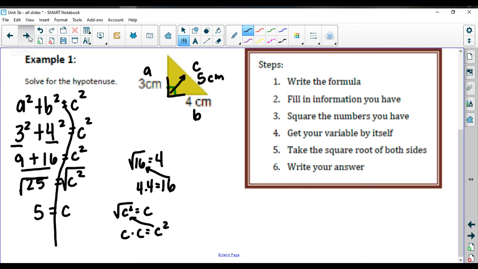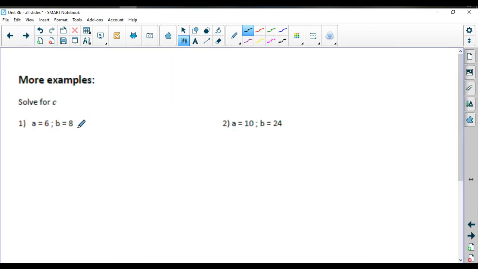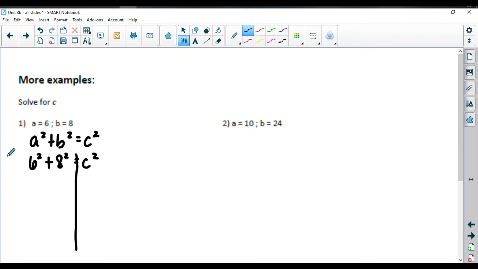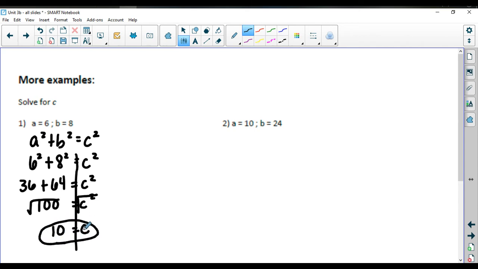So we might not always see the actual triangle. We might actually just have letters and numbers given to us. So we're going to solve for c in both of these examples. Step 1 is still going to be to go ahead and write down your formula. Plug in what you know. So a squared, 6 squared, b is 8 squared equals c squared. If it helps you at this point to drop that line, that's fine. 6 squared is 36. 8 squared is 64 equals c squared. Adding those together, I get 100 equals c squared. I'm going to go ahead and take the square root of both sides, c, and the square root of 100 is 10. So c in this case is just going to be 10.